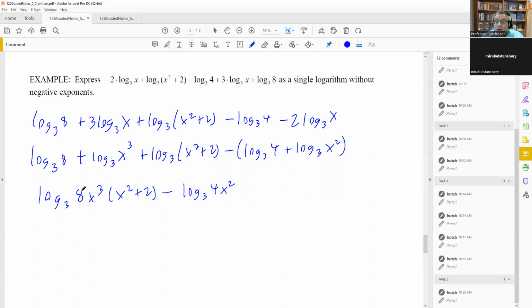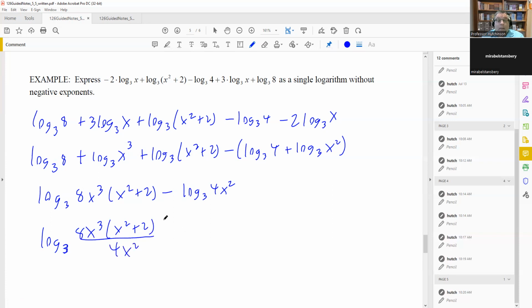So I have log 3. So all 3 of those turn into one single log, and then these two turn into a single log. Now that I got a subtraction, that means I need to do a division on that. 8x cubed times x squared plus 2, all over 4x squared.